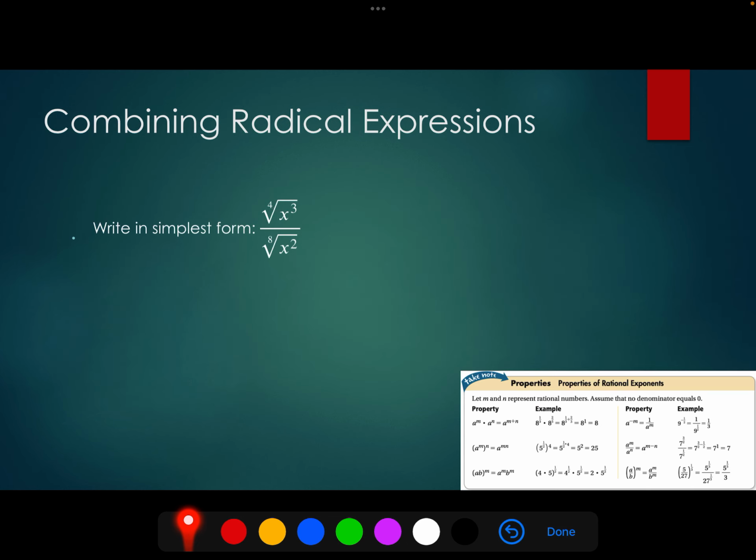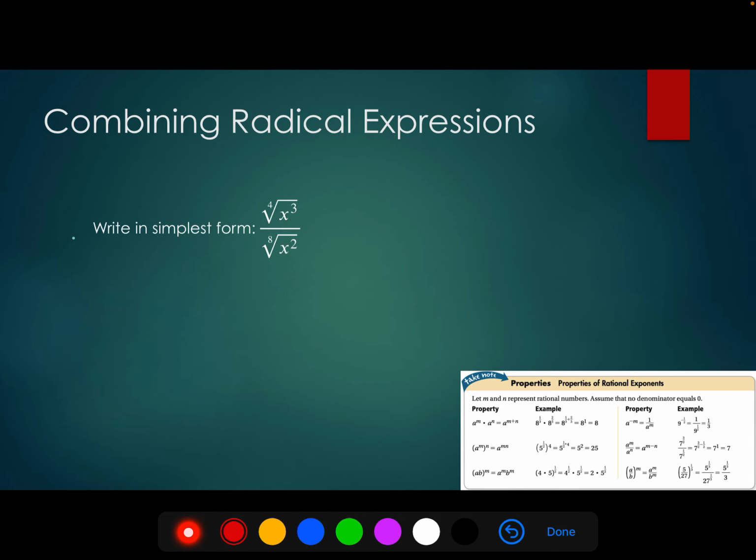So let's take a look at combining radical expressions. Here we have the fourth root of x to the third power times the eighth root of x squared. Here we're dividing two radicals that have a different index. So in order to do that, we're going to have to convert both of these into exponential form. If we do that, looking at the index and the power, we can rewrite these.